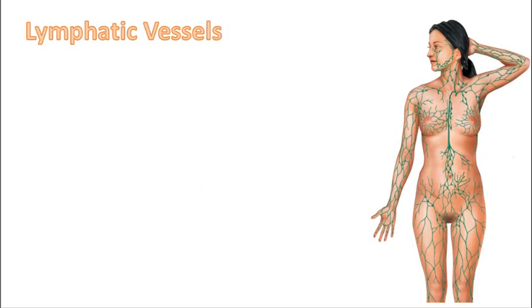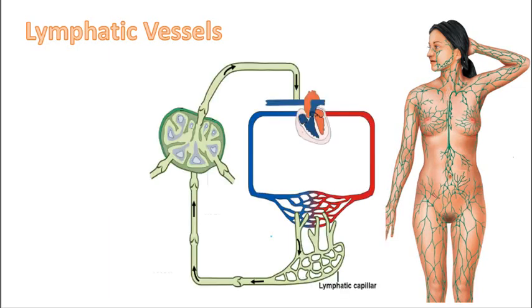So let's look at the lymphatic vessels. Lymphatic vessels are basically a network of tubes located throughout the body. They transport lymph away from the tissue, and they transport lymph toward the lymph nodes, and then from the lymph nodes they pass through the big ducts and then drain into or empty into the subclavian vein and into the circulation.